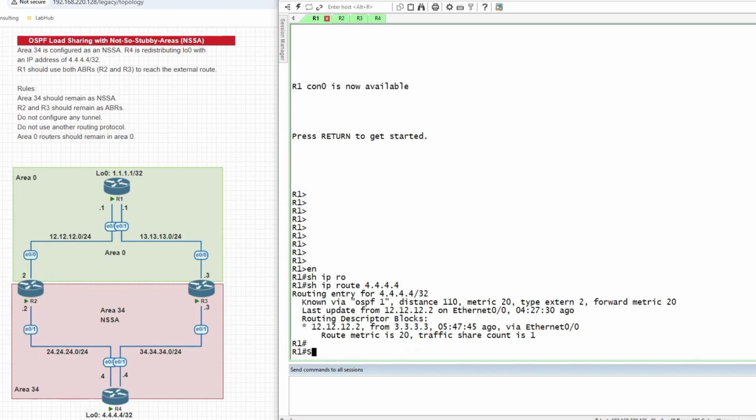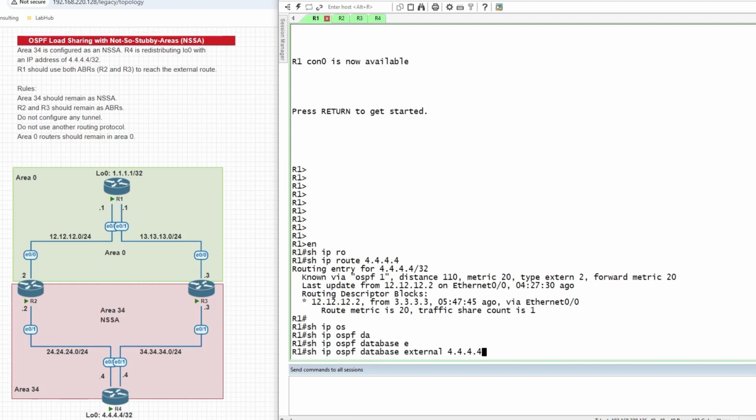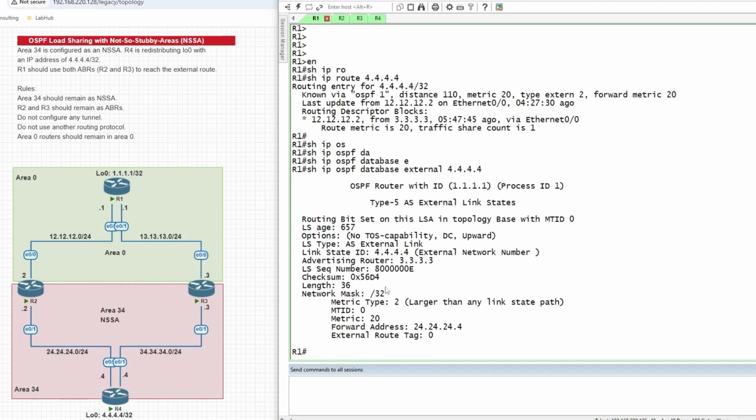To answer that, let's look at our OSPF database on R1. So show ip ospf database. Let's look at external for that specific prefix. Now, we see a field here, the forward address. The forward address is seen in external LSAs, which is type 5 and type 7. It is the forwarding address that actually determines the path that the router would follow in reaching the prefix, which in this case, with a link state ID of 4.4.4.4, is our external network.